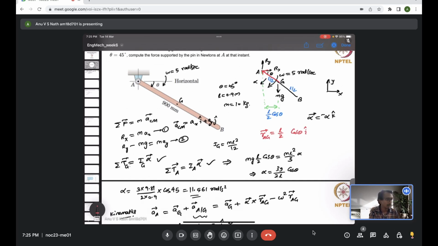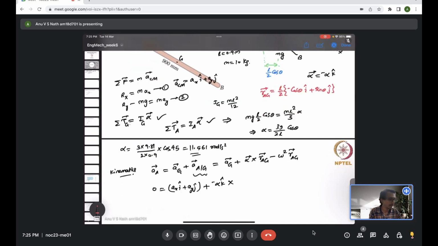And you can see that this RAG vector is pointing in the second quadrant, so its x value should be negative. So it's minus cos theta I in the x direction and sine theta in the y direction, but that will be plus because it's a second quadrant, so it's a sine theta j vector. So RAG vector will be L by 2 times minus cos theta I plus sine theta j.